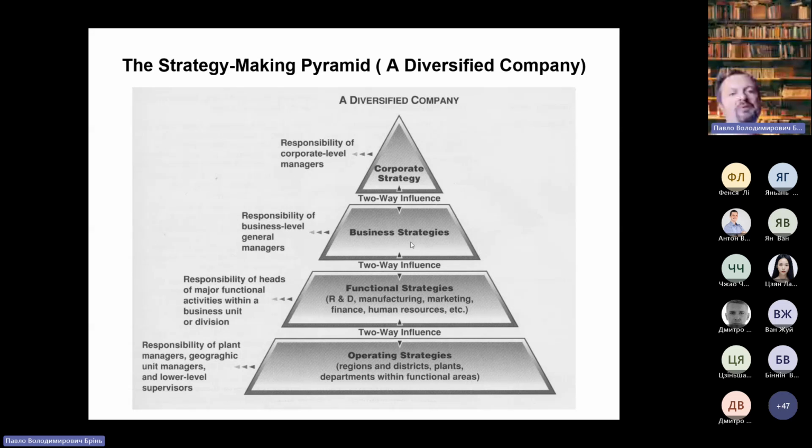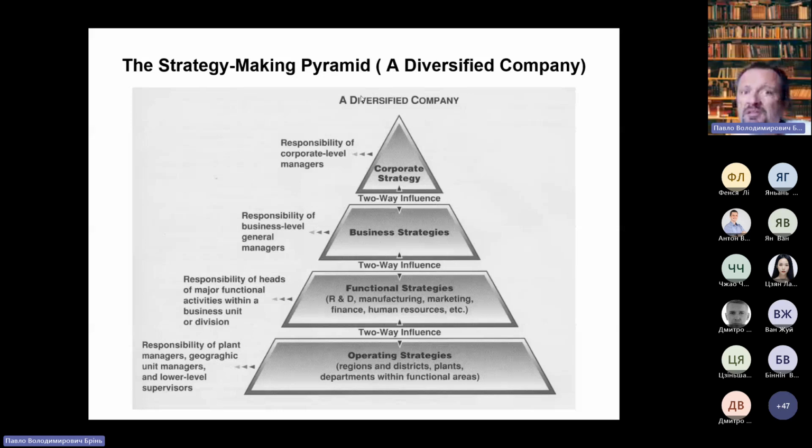The second level, business strategies. Please pay attention that here corporate strategy is written in singular, but business strategies is written in plural, then functional strategies, and operating strategies. Business strategy is a strategy for one strategical business unit of the company. In other words, it is a strategy for producing one type of products produced by the company.